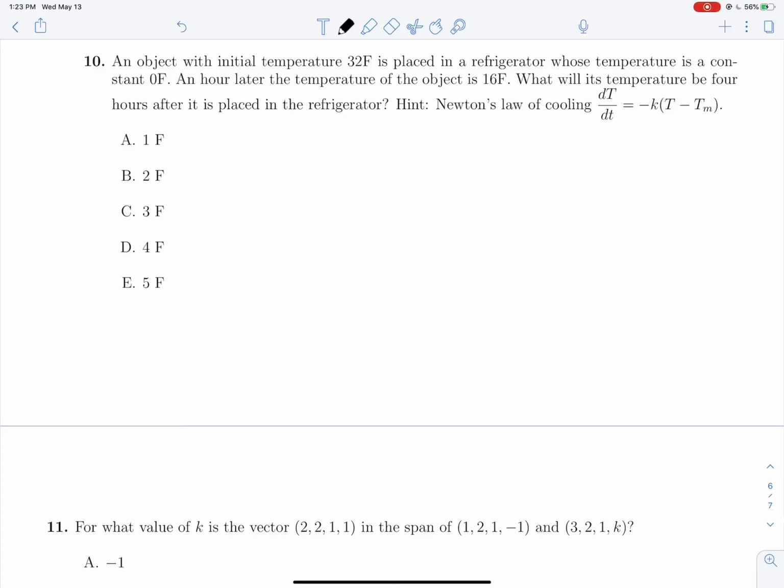Okay, a Newton's law of cooling question. These don't come up too often, and they never come up in 266, so I'm not particularly familiar with these, but I worked through it before, so we should be okay.